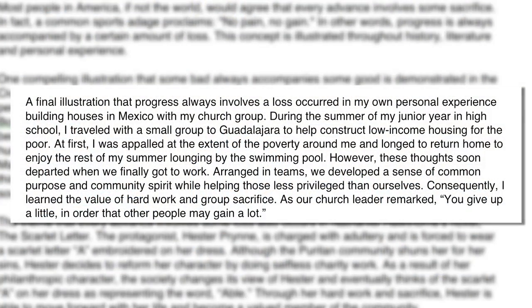Guadalajara? Sure. Mexico City? Sure. Guaymas? Yeah, does it matter? No, just fill in the details with your imagination. To help construct low-income housing for the poor.